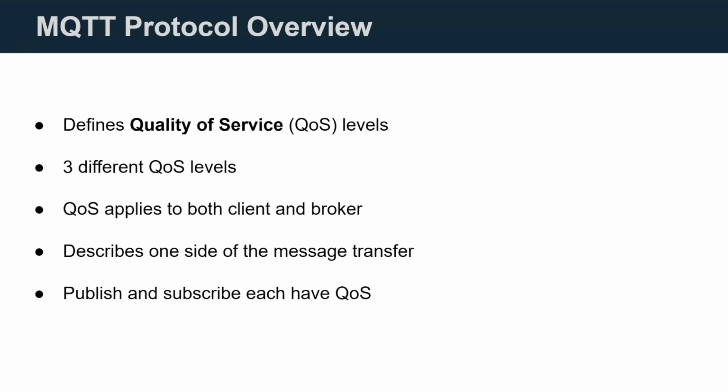The highest QoS level is determined by the party with the lowest QoS. In other words, client A can publish at QoS 1, but if the subscriber client B used QoS 0, then client B will only be sent a QoS 0 version of the message from the broker.